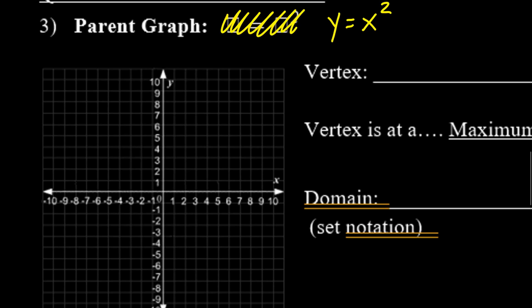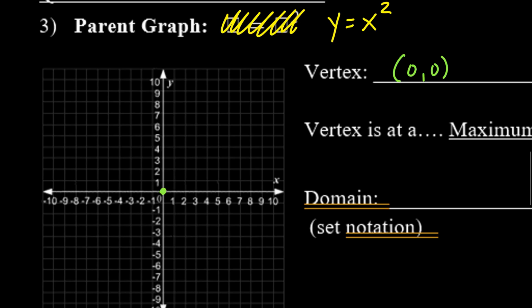This is also called the what of our graph? The vertex. So our vertex is located at 0, 0. Highest or lowest? It's going to be our lowest point. Min or max on a quadratic. All right.